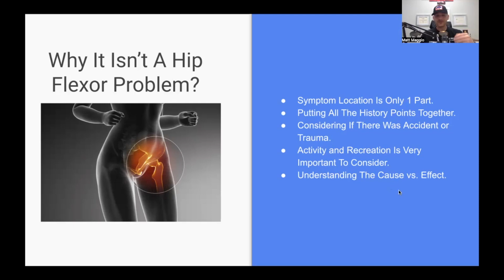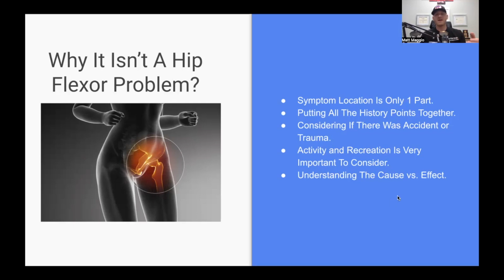And then lastly, just understanding the idea of cause and effect. So a lot of times when it's hurting in that anterior part of the hip, a lot of times that's just a compensation for something else biomechanically not going on. And the pain that they're feeling in there could be a referral pain from somewhere else.